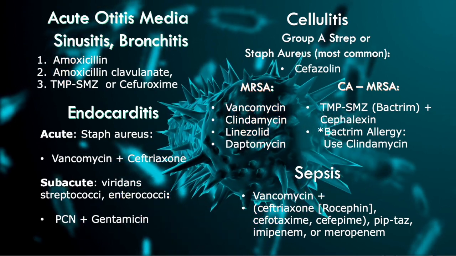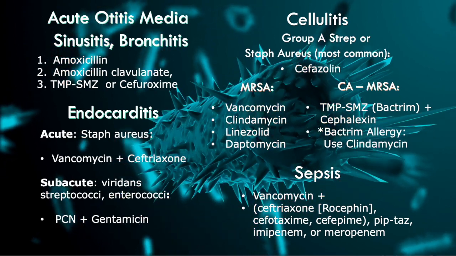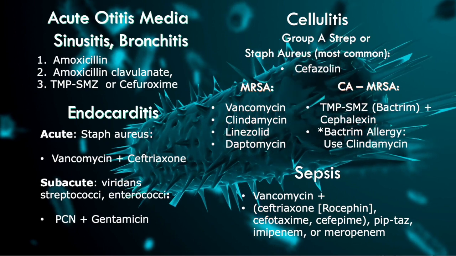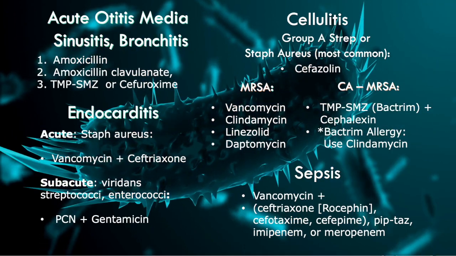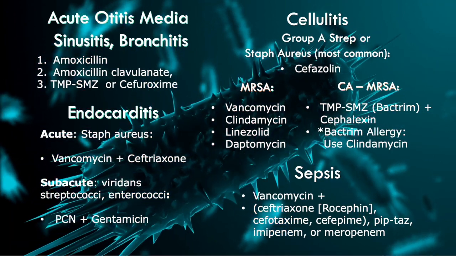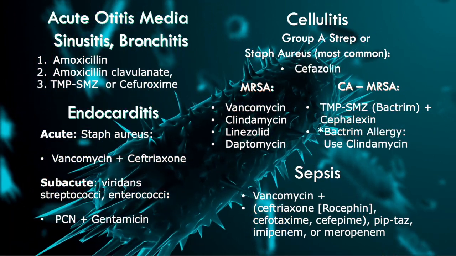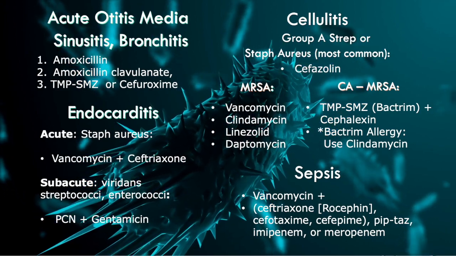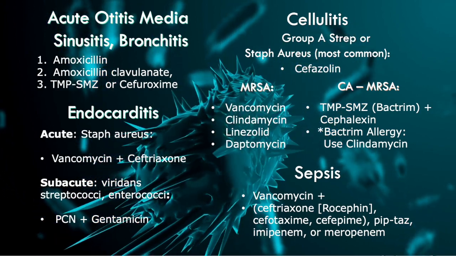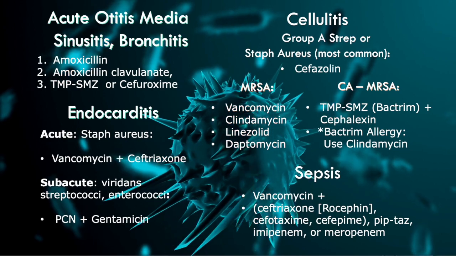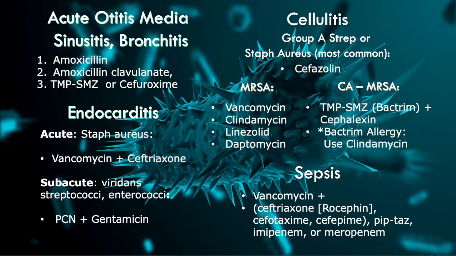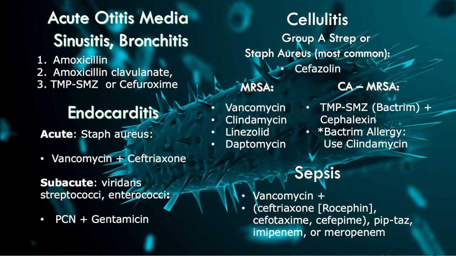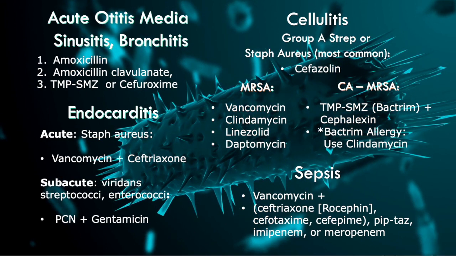For cellulitis, group A strep or Staph aureus, which are the most common bacteria of cellulitis, would be covered by cefazolin. If there is a MRSA, vancomycin, clindamycin, linezolid, daptomycin are all also options. And for community-acquired MRSA, I see a lot of documentation for Bactrim plus cephalexin. If there is a Bactrim allergy, use of clindamycin is appropriate for that patient.